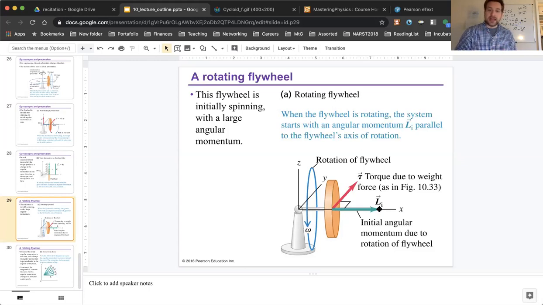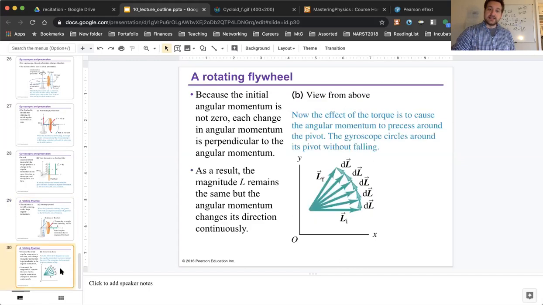And what's going to happen, just like in linear circular motion, is we have a change of direction, but not of magnitude. The torque indicates the change of direction, and for each little delta t, we get a small differential delta L in the direction of the torque created by gravity around the pivot. But it moves in the XY plane. It doesn't fall vertically. It'll rotate around the pivot in that horizontal plane.